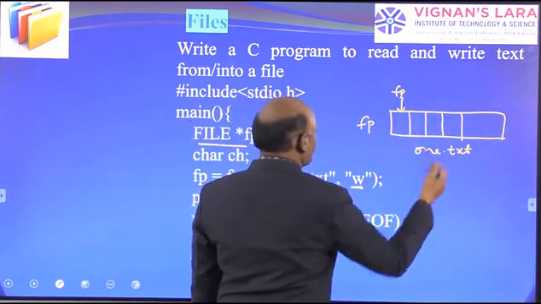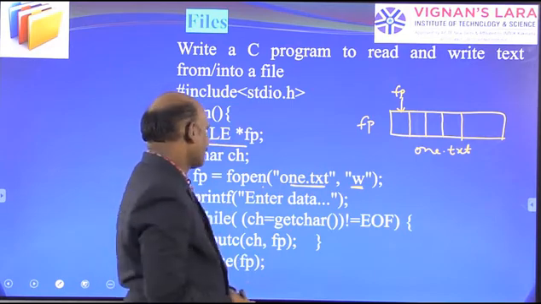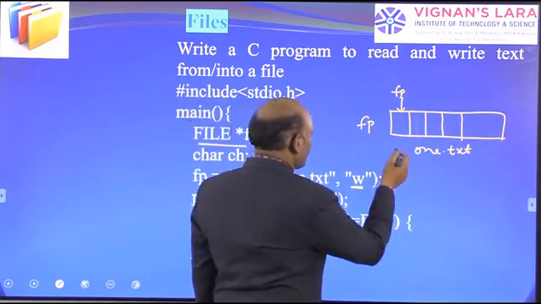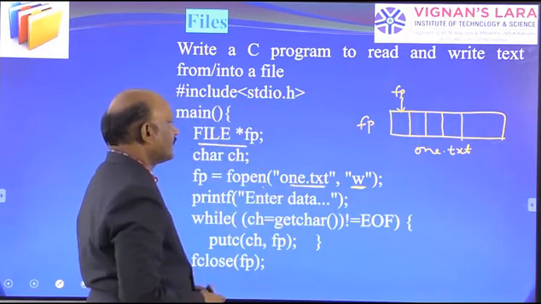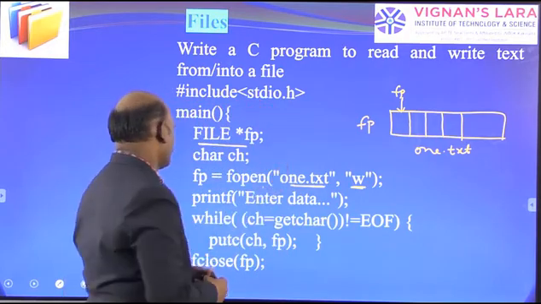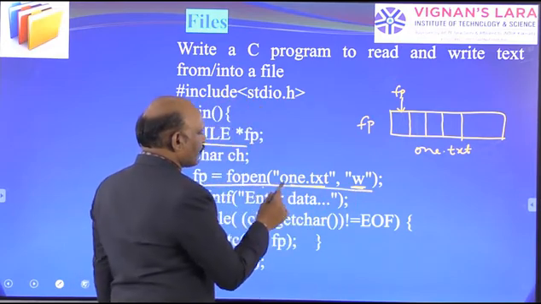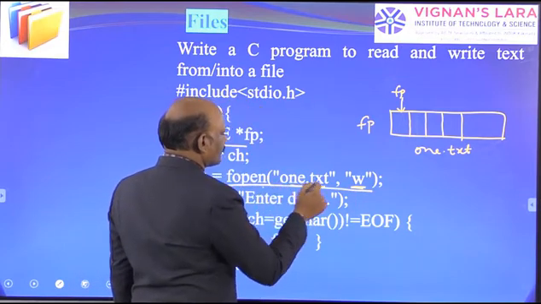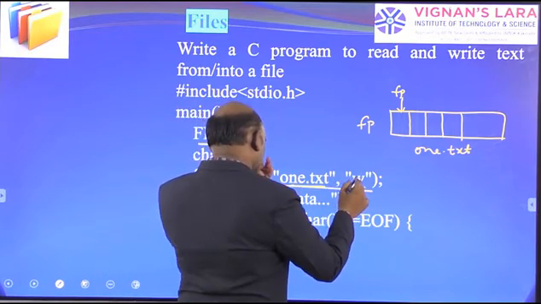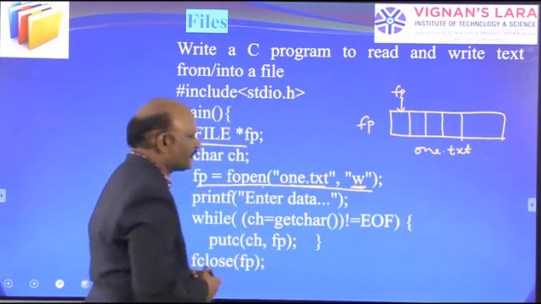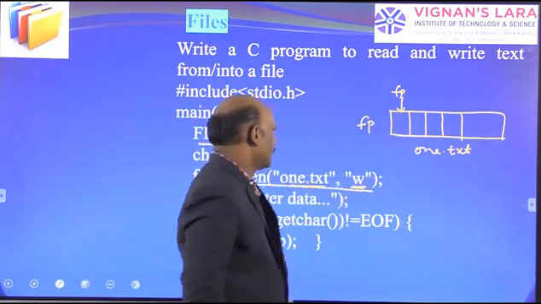So this is the one.txt file. In that file we are storing the text. Here I am opening this file for writing. Now we are going to write the text into that file. For that, this is the statement: fp equal to fopen of, within the double quotes you mention the file and the mode to be opened. In which mode are we opening? First writing mode. Then the file pointer points to the beginning position.